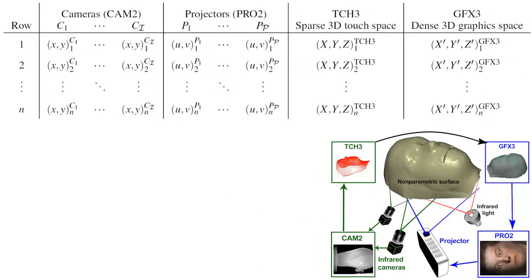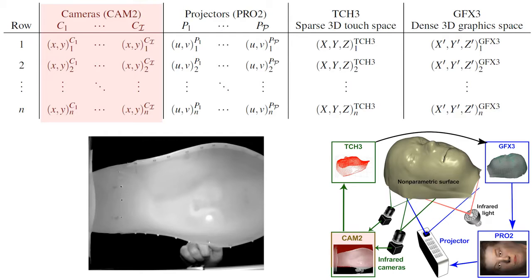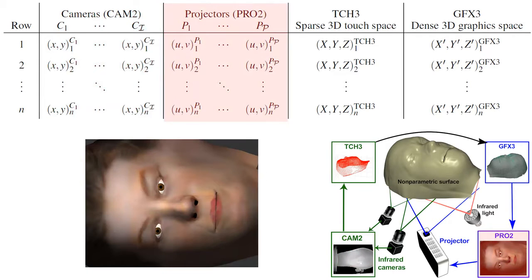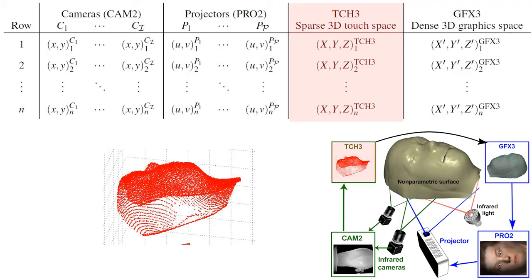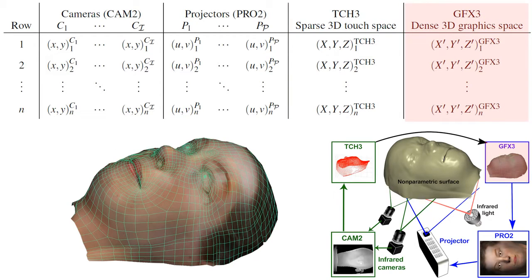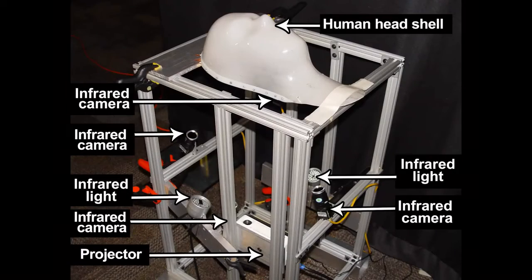A lookup table provides correspondences between the spaces: a 2D camera space for touch events, a 2D projector space for projector pixels, a 3D touch space point cloud from the cameras, and a 3D graphics space for projected imagery. Here is our prototype rig.